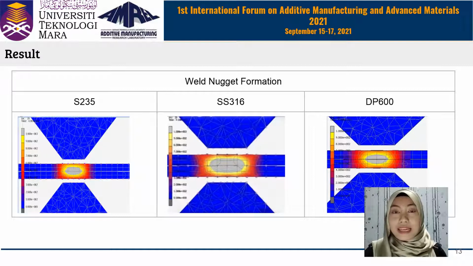As an example, in the screen, it is expected that weld nugget formation will commence when the temperature hits 1000 degrees Celsius or more. As a result, the gray area had a temperature of 1000 degrees Celsius, indicating that the weld nugget had been created perfectly.